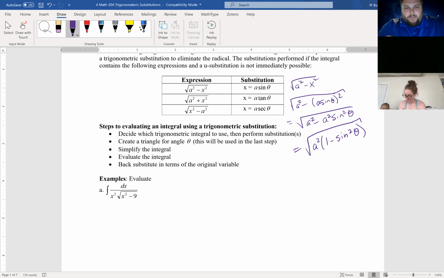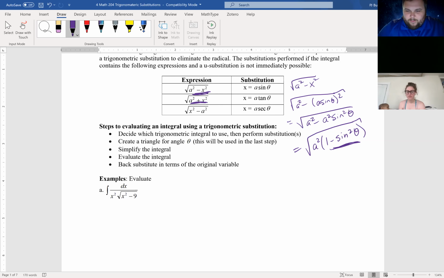So after a while, you won't need this chart. You'll be able to say, okay, if it's minus x squared, well, then the Pythagorean identity is going to end up being 1 minus something squared, or 1 minus sine squared. Same thing over here for the plus x squared. That means that your identity that'll be left behind would be 1 plus some trig function squared. Well, that Pythagorean identity is 1 plus tan squared.